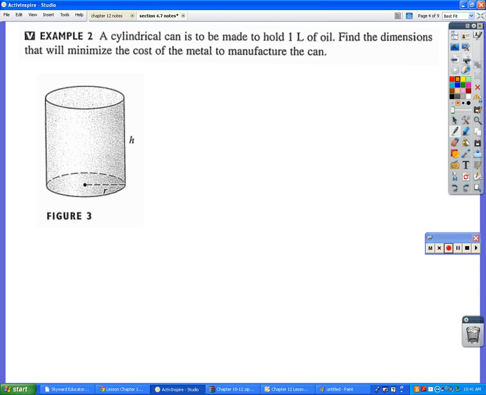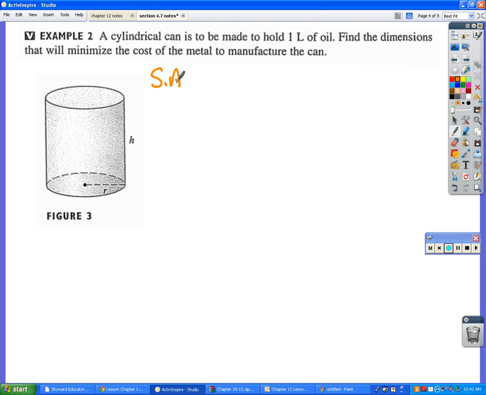Maybe. All right, number 2. A cylindrical can is to be made to hold 1 liter of oil. Find the dimensions that will minimize the cost of the metal to manufacture the can. Okay? So we're going for a minimum this time. We have a drawing already. If we're going to minimize the cost of the metal, what are we trying to minimize? The surface area of the can.